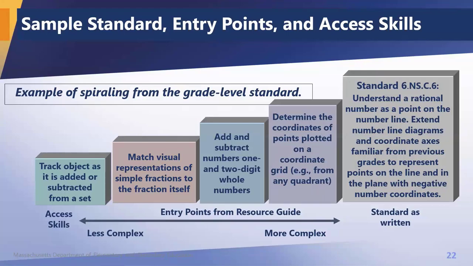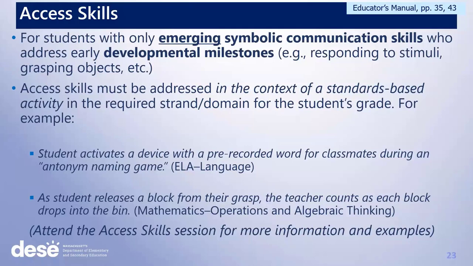Okay, so let's go one more and talk a little bit about this because this is difficult to understand because we all know our students are working at such a low level, but some of our students are not working as low as you may anticipate. So for students with only emerging symbolic communication skills who are addressing early developmental milestones, so they're responding to stimuli, grasping objects. Think about if you have a child or you worked with a very, very little one, they would be, you know, looking, we're trying to get them to track an object going from left to right, holding on or releasing. That's the type of student we're looking at here. But these access skills are still going to be addressed in the context of a standards-based activity.